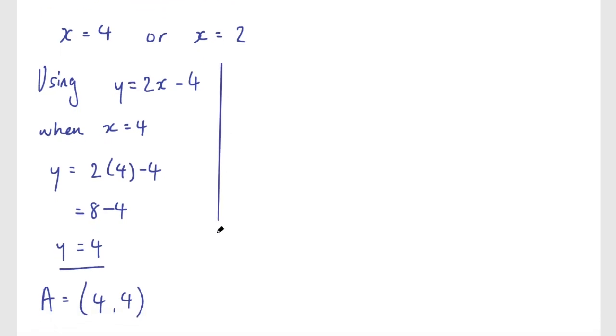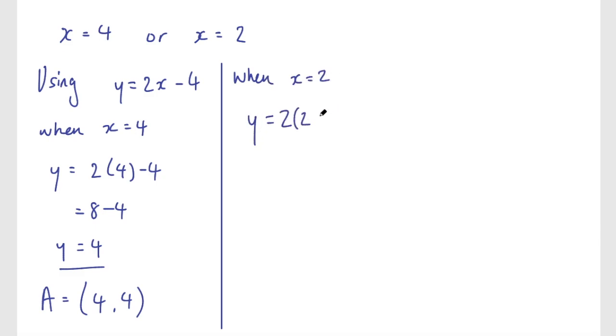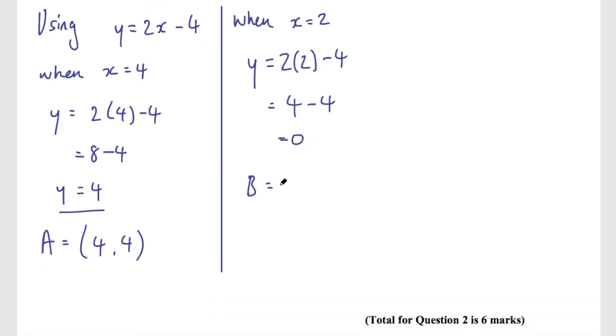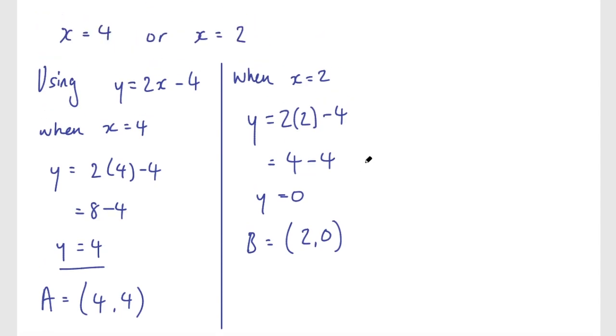Alright, and then we need to find point B. So when x equals 2, y equals 2 times 2 minus 4, which is 4 minus 4, which is 0. So then point B equals 2, 0. So that's the x coordinate and that's the y coordinate. Alright, so I have my 2 points, A and B.